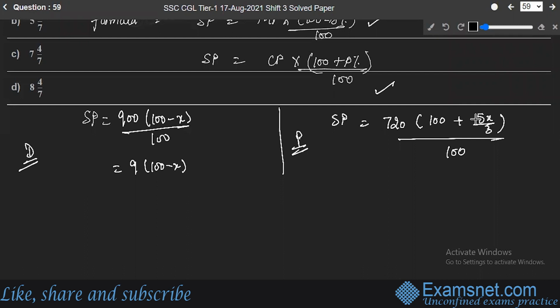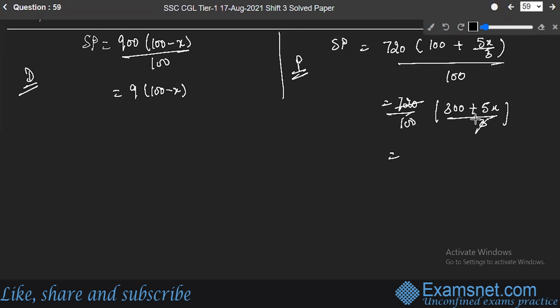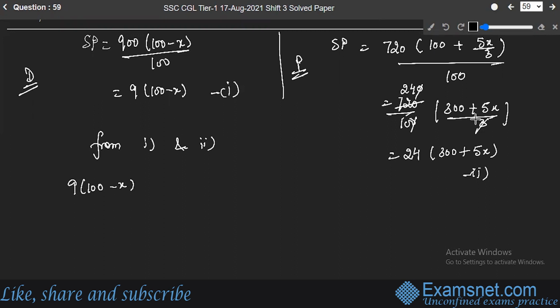So you will have over here 720, this will cut upon 100. Solving this, you will get 300 plus 5x upon 3. This will cut at 240. This 0 and 0 will cancel. So you will have 24 into (300 plus 5x). From 1 and 2, they are equal. From 1 and 2, 9 into (100 minus x) is equal to 24 into (300 plus 5x).